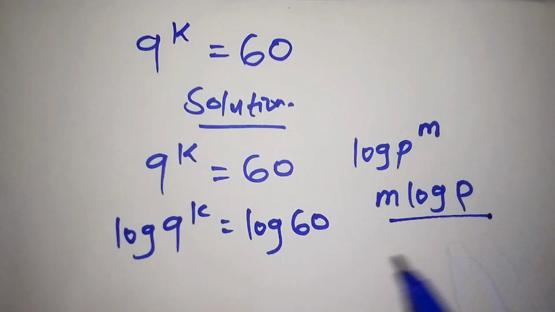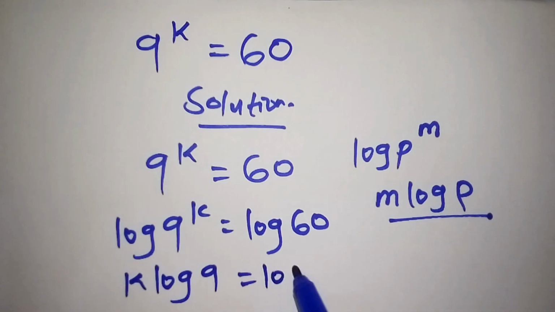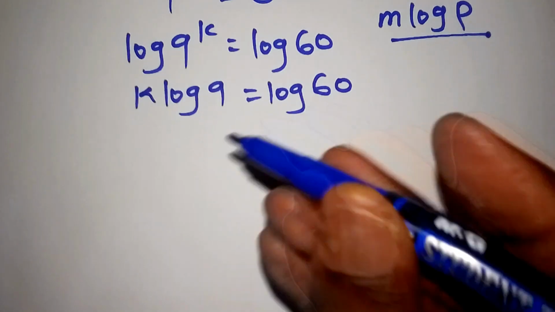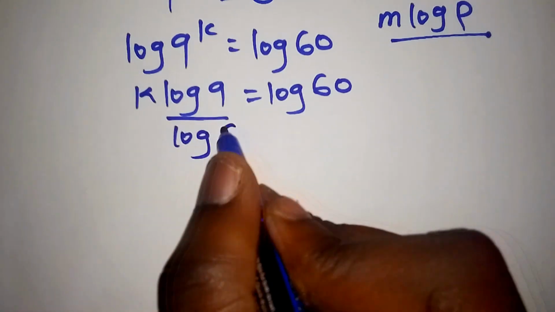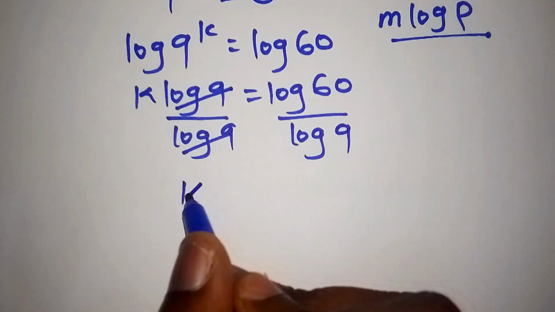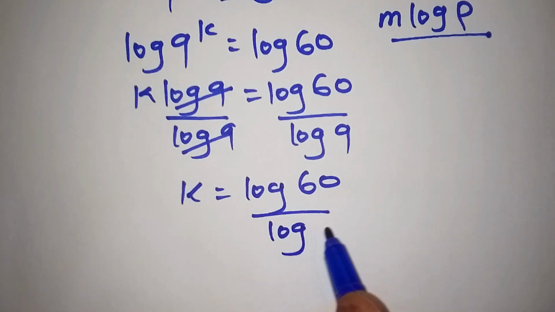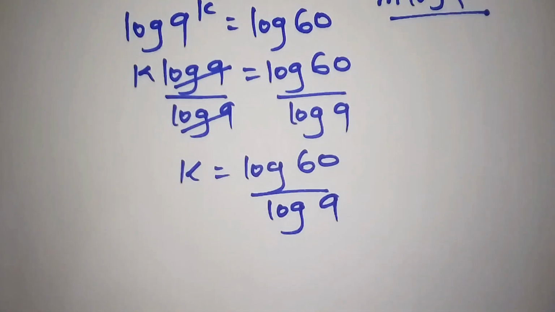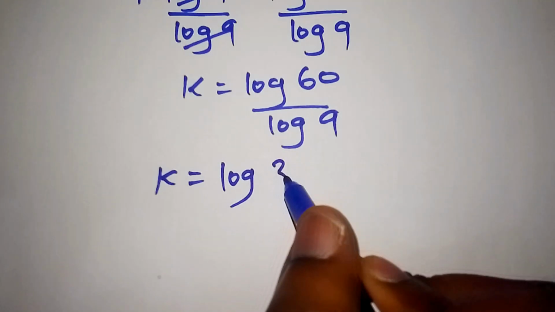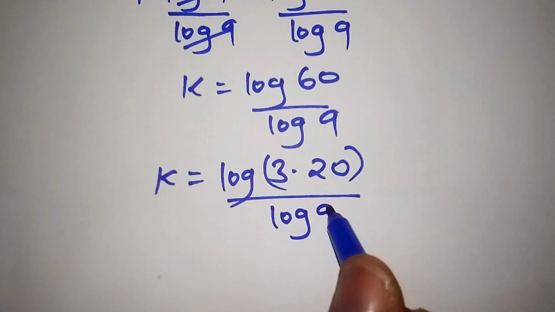Then now let's write it in this form. So now we have k log 9 is equal to the log of 60. From here we divide both sides by the log of 9. So log 9 on this side, and also log 9 on this side. Log 9 and log 9 cancel, so k is equal to the log of 60 all over the log of 9. Next we factorize, by saying that our value for k is equal to the log of 3 multiplied by 20, all over the log of 9.